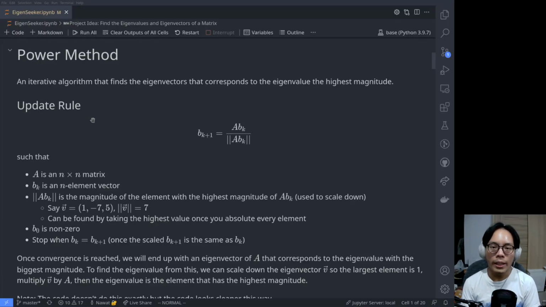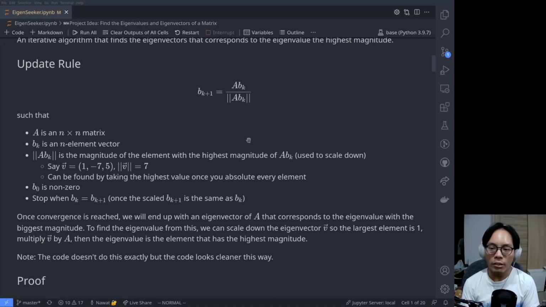So the first one is the power method. It is an iterative algorithm that is used to find the eigenvector that corresponds to the eigenvalue that has the highest magnitude. And this is the update rule for the power method. Basically, A is an n by n matrix, b_k is an n element vector, and this fancy term here is basically the magnitude of the element of the vector that has the highest magnitude.